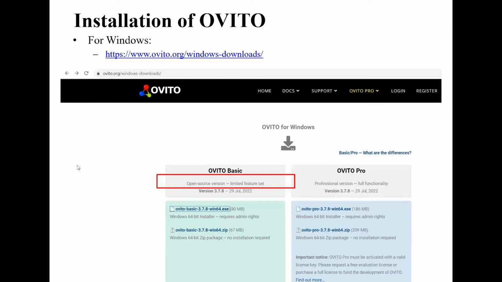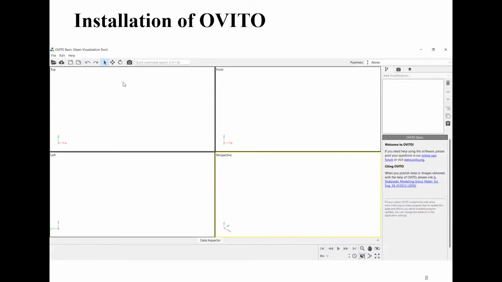From this website, you may have already seen the website link, you can use the free version of OVITO. And this is the screen. Later on, I will show you how to load the input data file, and how to analyze the results in OVITO.